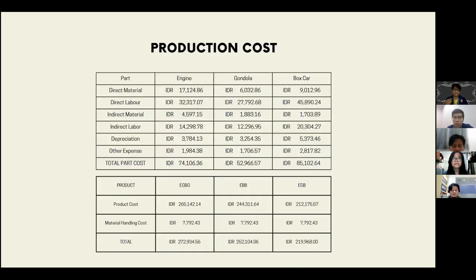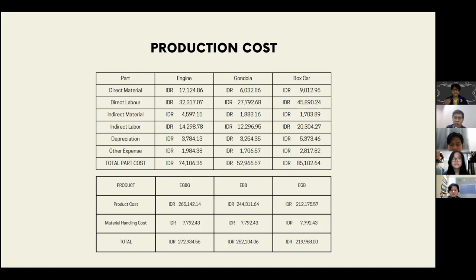Okay, for the production cost, it's slightly different from the material handling cost. So in the production cost, we have to determine each part cost, which is E for the engine, G for the gondola, and B for the boxcar. And for calculating the production cost or total part cost, we have to sum up direct material cost, direct labor, indirect material cost, indirect labor, depreciation, including the investment on the building and machinery, and then other expenses like the electricity cost used to produce the product or the part.